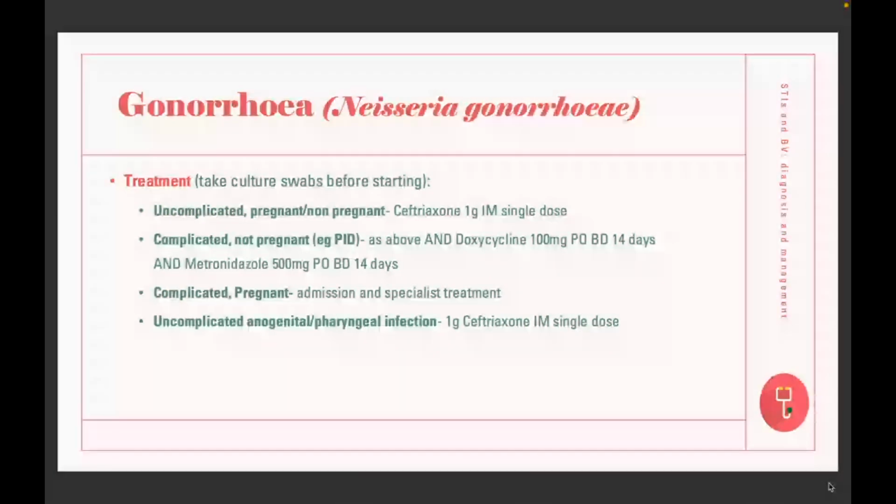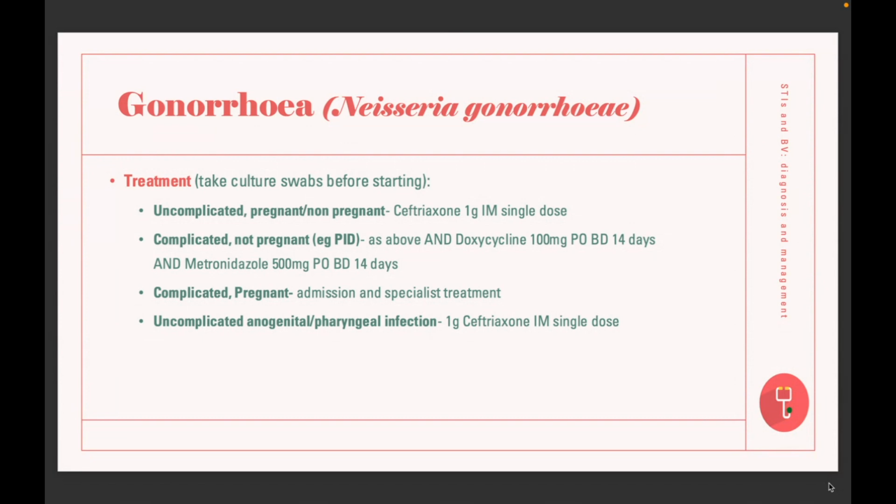Okay, so you want to take culture swabs before starting treatment, just in case you run into issues, again, like I said, with treating gonorrhea. In uncomplicated presentations of gonorrhea, it's just a single IM dose of ceftriaxone. It's a bit nippy for patients. They might not enjoy it. It's usually an injection into their backside. But it's only one shot and then they're sorted, which is quite nice, rather than having to remember to take a long course of antibiotics.